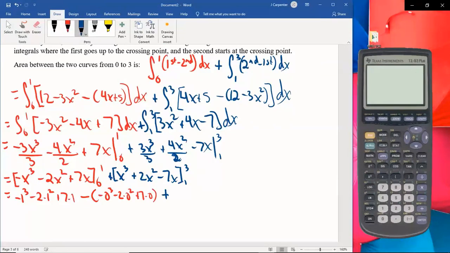Now let's do the upper and lower limits on the other one, with just opposite signs of everything pretty much. So that's plus 3 cubed plus 2 times 3 squared minus 7 times 3. That's plugging in the upper limit. Minus parentheses to plug in the lower limit. Plugging in a 1 gives us 1 cubed plus 2 times 1 squared minus 7 times 1. A lot of arithmetic there. A lot of opportunities to make mistakes.